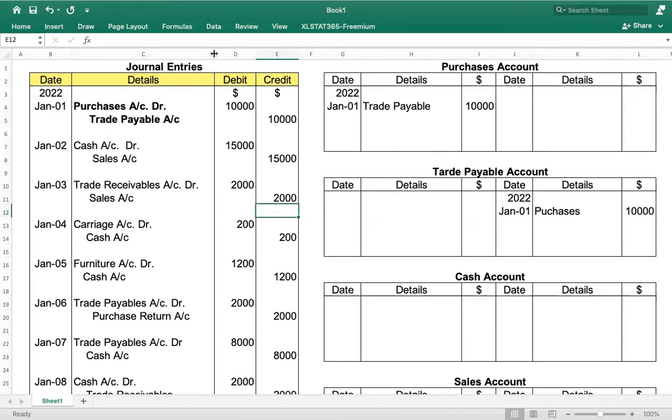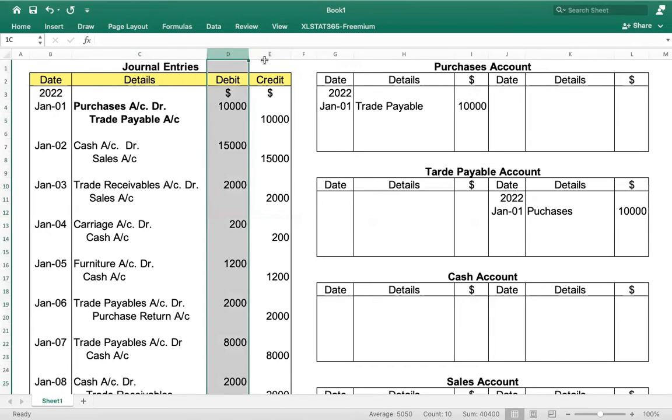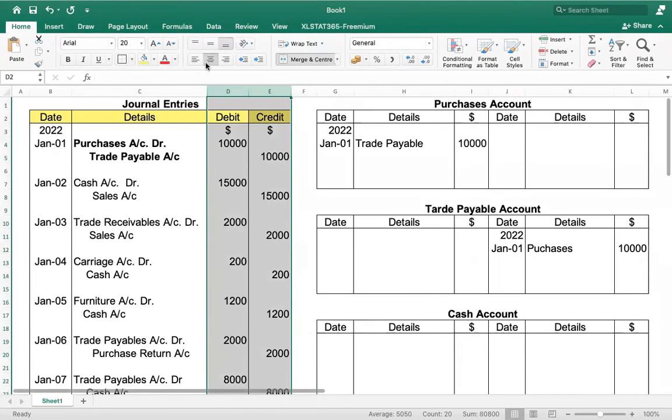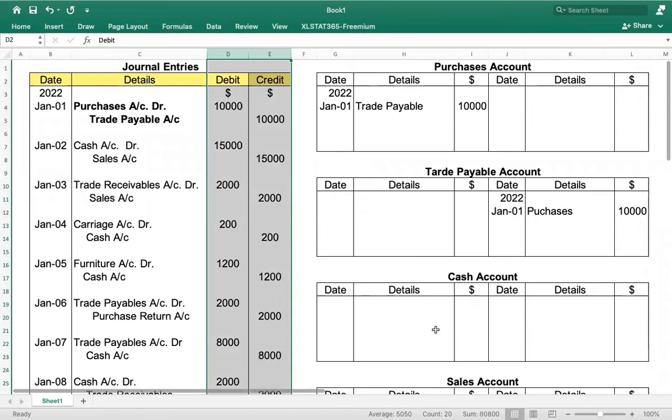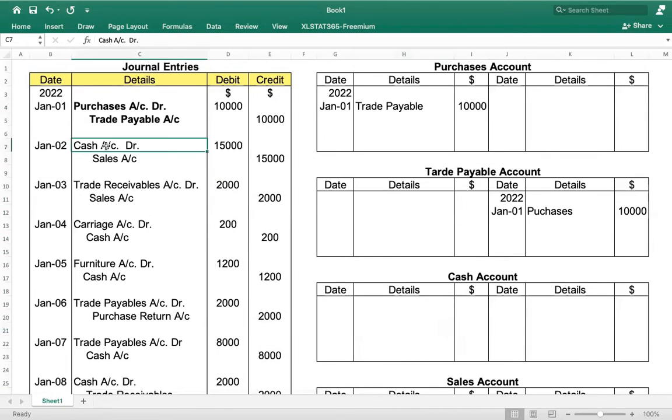I hope you understood this. Easy. Now the next transaction. What is the next transaction? Cash, debit. So in the cash account, debit side, I will write 15,000. What should I write in the detail column? Sales. The date will be Jan 2nd, 2022. So we are done in the cash account.